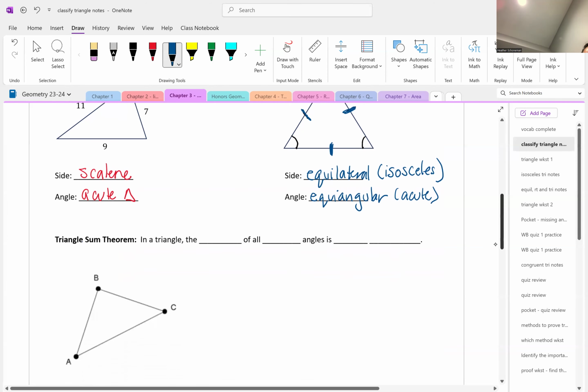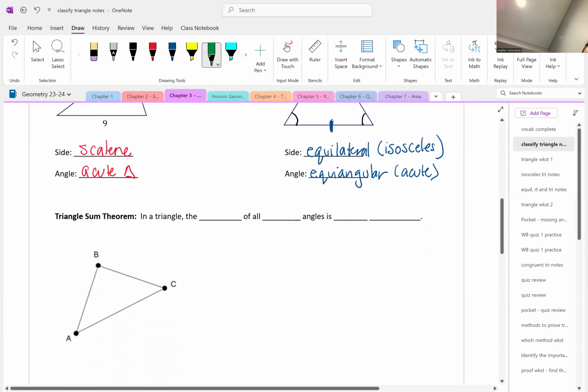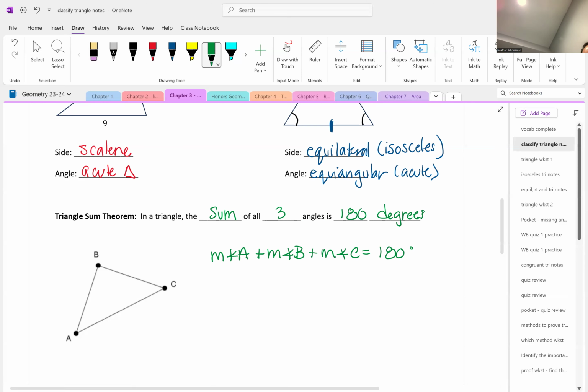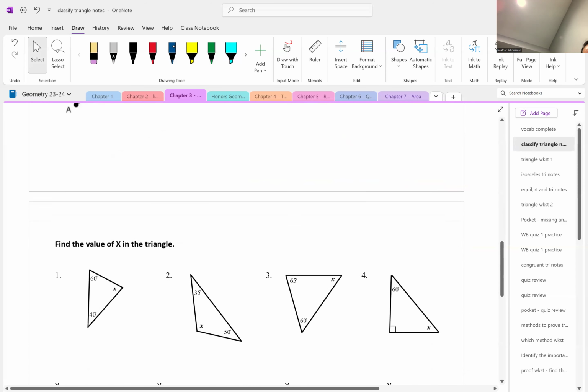Okay, so the triangle sum theorem says that in a triangle, the sum of all three angles is 180 degrees. So if we write an equation for this picture, we can say the measure of angle A plus the measure of angle B plus the measure of angle C equals 180 degrees. Every time we have a triangle, we can add all three up and they'll equal 180. Okay, so thinking about that, hopefully you brought your calculators to class because it's math class. Let's look at the other side of the paper.